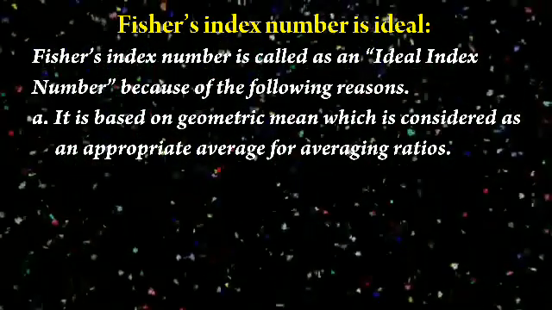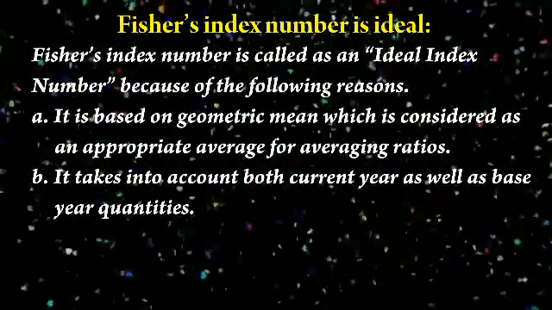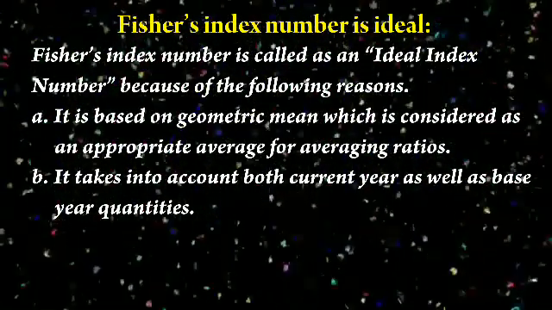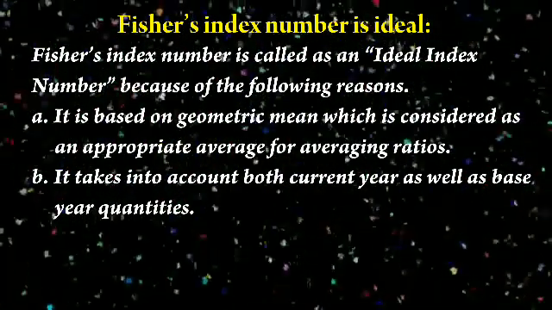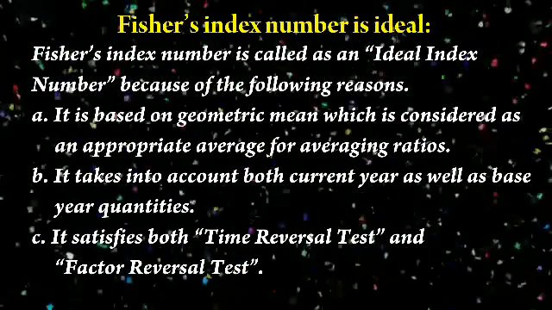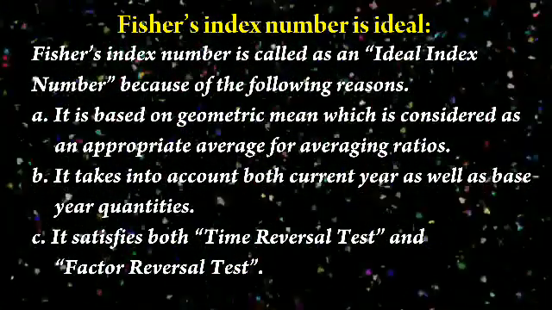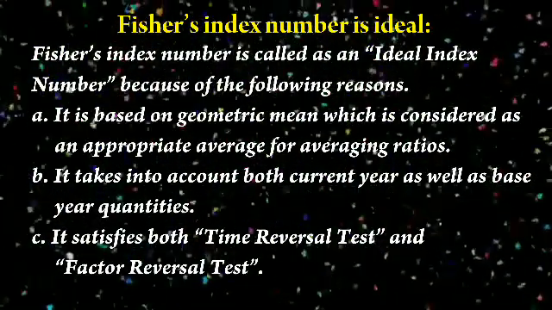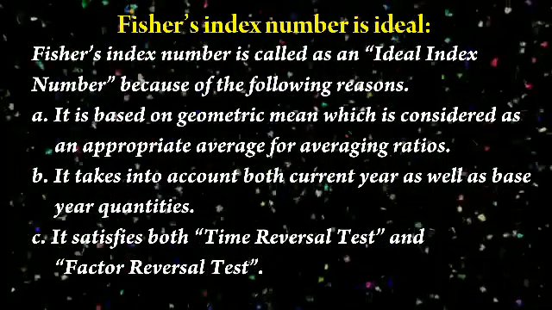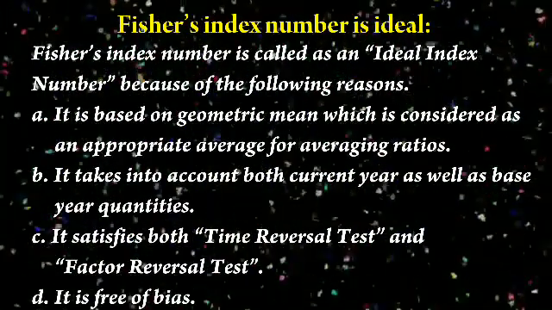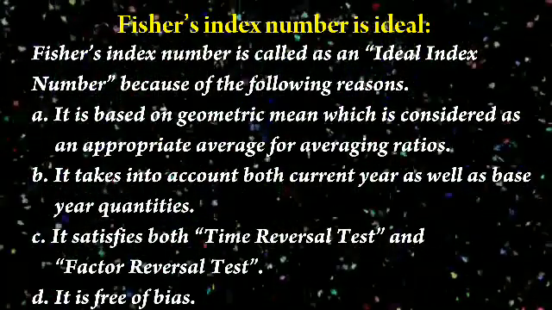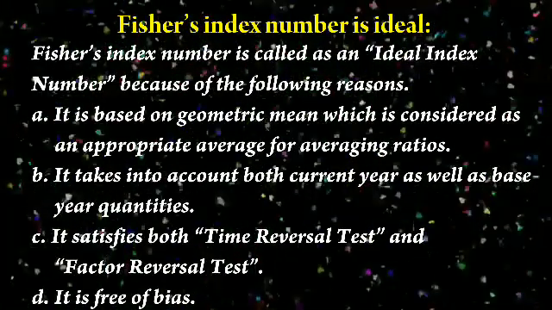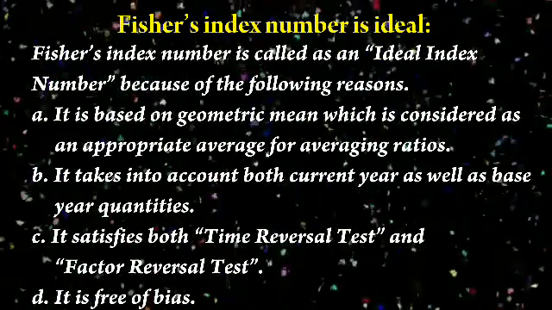So that is the first reason why we call Fisher's index the ideal index number, because Fisher's index is based on the geometric mean. Second one, it takes into account both current year as well as base year quantities. So it will not consider one particular set of quantity values, it will consider both base and current year quantity values. Third one, it satisfies both time reversal and factor reversal tests. So this is the next concept about TRT and FRT. Fisher's index number is the only index number which satisfies time reversal and factor reversal tests. And fourth reason, it is free from bias. Because of all these reasons, Fisher's index is called the ideal index number. Very important concept, important question for 2 marks.